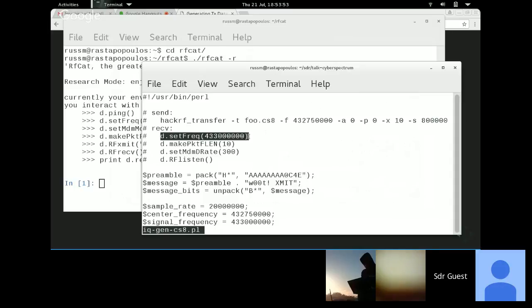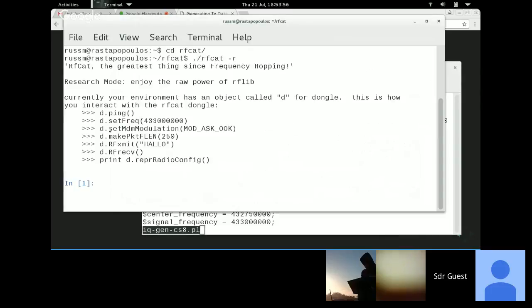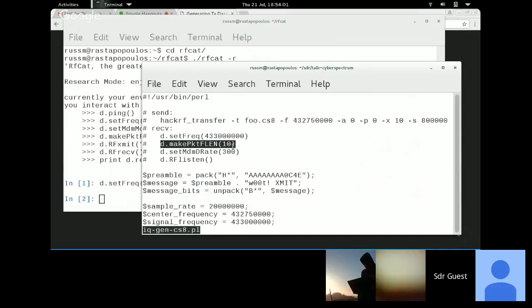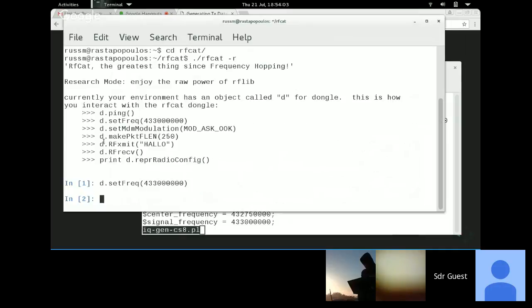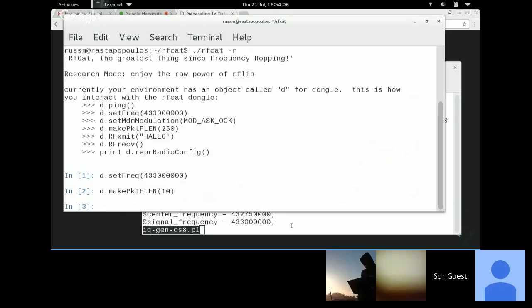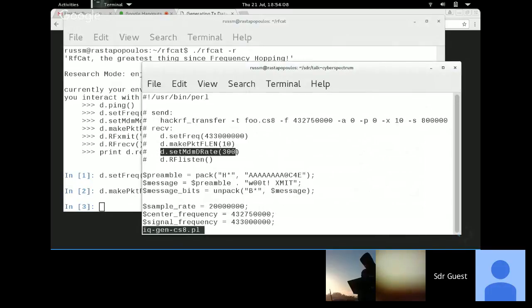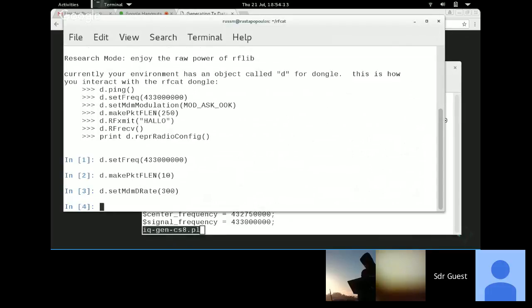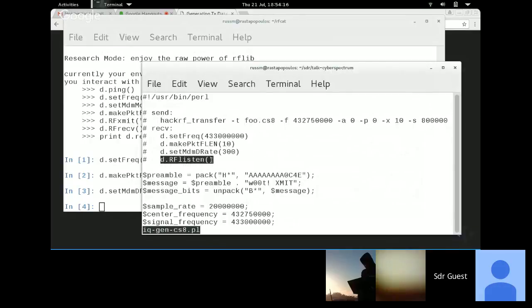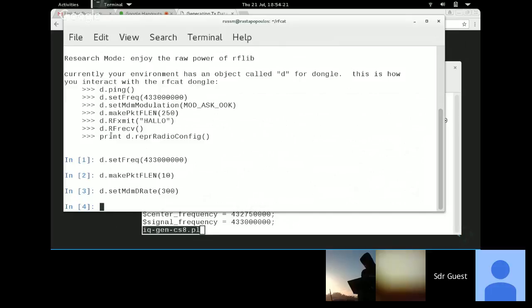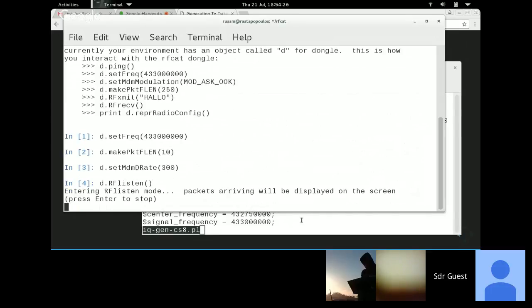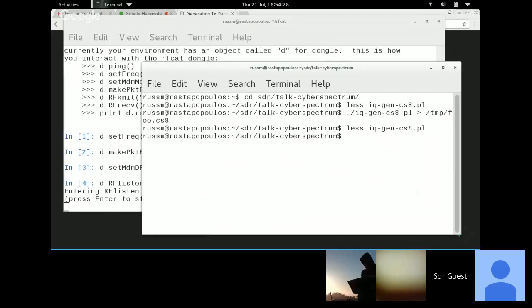So I'm just setting up the receiver here to say, yep, we want to receive a signal that we expect at 433 megahertz exactly. Receiving packets of 10 bytes. The data rate, 300 baud. The sync word that I'm using is the default sync word in RFCAT because I'm lazy. And then let's listen and actually receive that data.